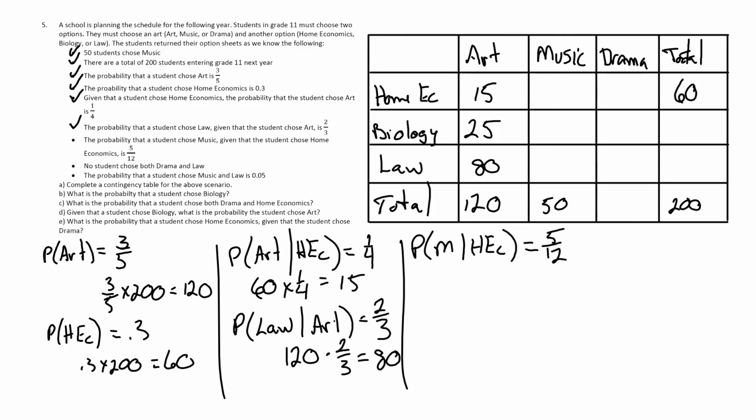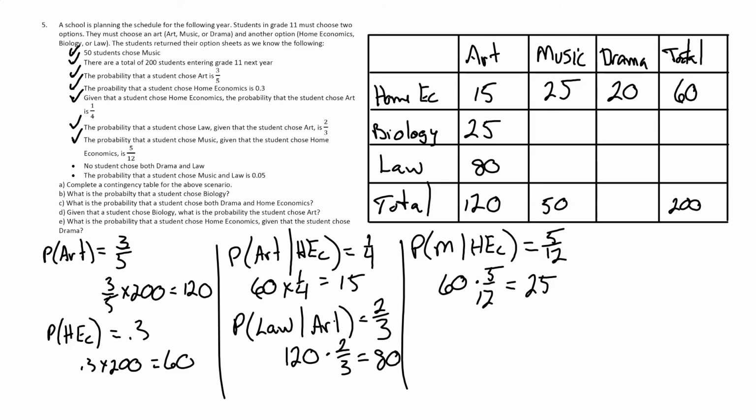Now, back to the probability of them choosing music, given that they're in home economics. Again, I'm limiting myself just to the home economics line, so I'm looking at just that number 60. So I've got 60 times 5 out of 12, which is equal to 25. Once I've got that 25, I can figure out how many people chose drama and home economics by subtracting 15 and 25 from 60, and I end up with 20.